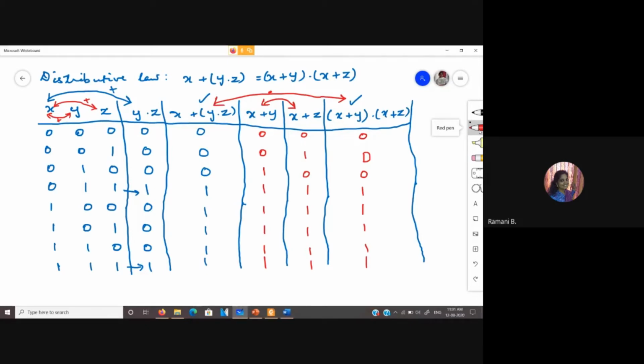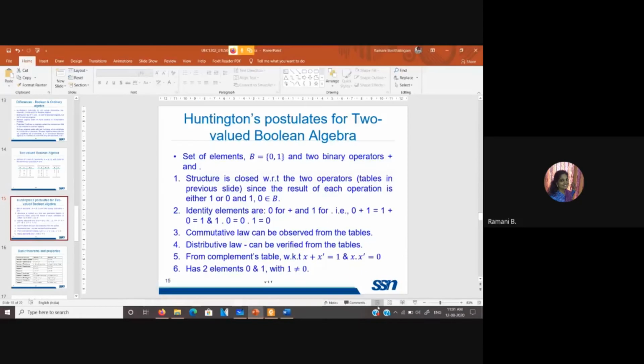The same way you can do it for the dot over plus operator. x dot y plus z is equal to x dot y plus x dot z. For this also you can prove the same way. Okay? So now let's get back to the slide.